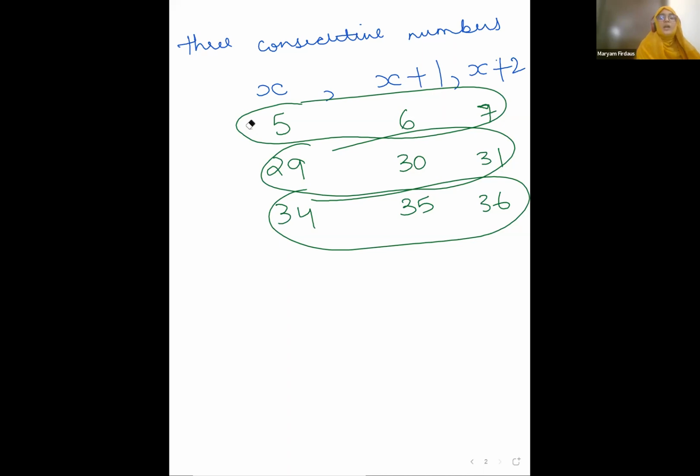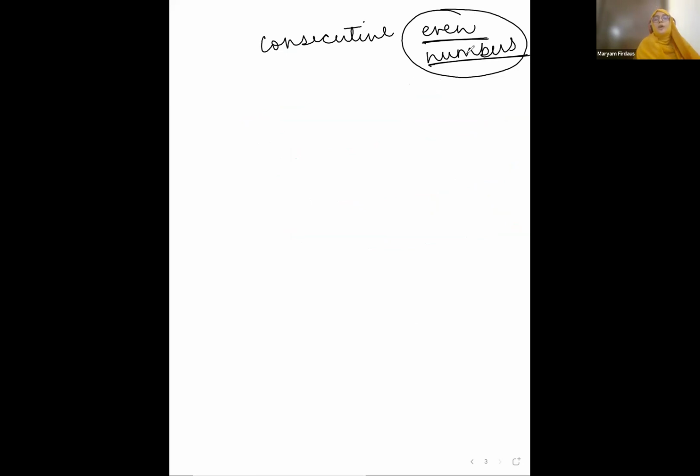Okay. Now let's talk about what we mean by consecutive even numbers. Since we are talking about even numbers, you will forget about all other numbers. That means you will forget about all the odd numbers. Forget about consecutive, we will come to that later. But right now, let's just talk about even numbers. Can you name them?